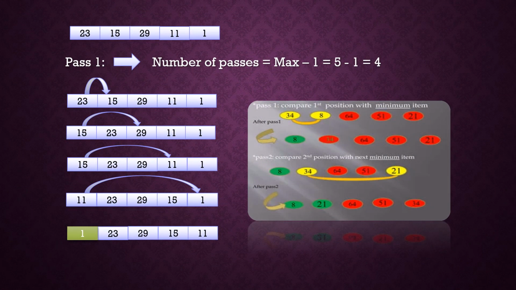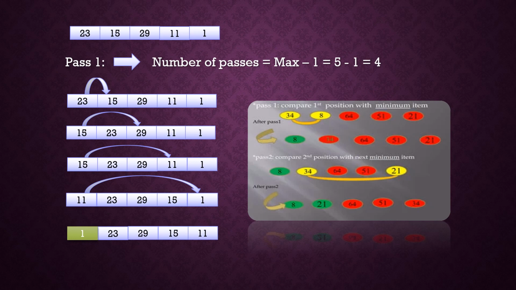In the first step, we will compare 23 with 15. We know that 23 is greater than 15, that's why we will swap both with each other, because we must have the smaller element on the left side. And in the second step, we will compare the first element with the third element. The value of the first element is 15 and the value of the third element is 29. And 15 is smaller than 29, that's why we will not change their positions.